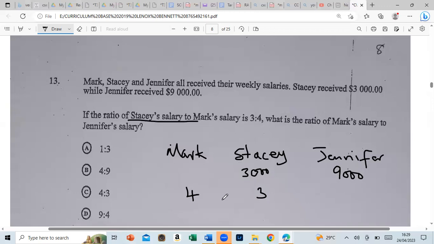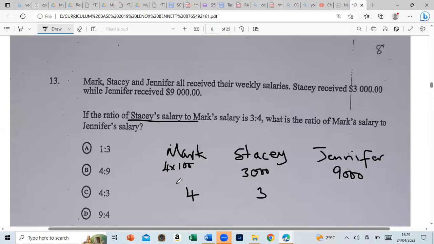First of all, let us establish how much Mark would have gotten. So for the ratio 3 to 4, Stacy's 3 would be 3,000, right? So if you divide 3,000 by 3, that means 1 share is 1,000. So that means Mark's share would have been 4 times 1,000, which gives us 4,000.